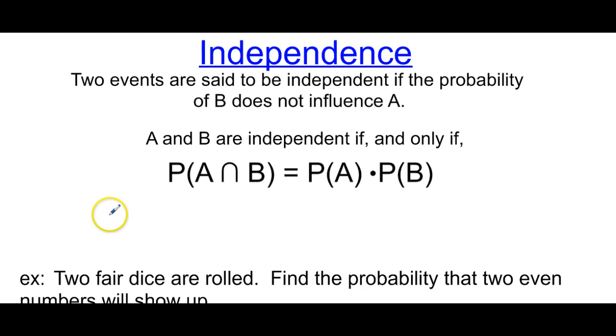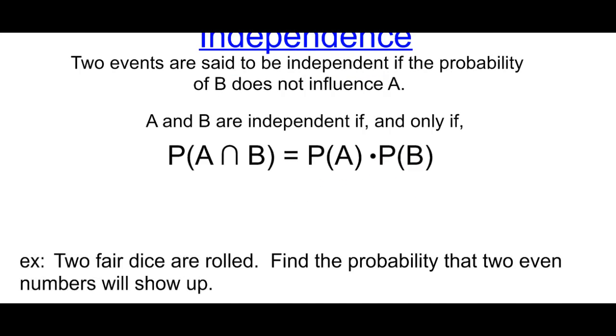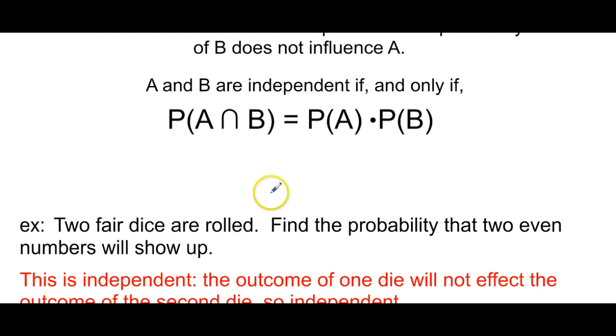So we're now going to be talking about independent probability. Two events are said to be independent if the probability of B does not influence A. Let me go over the formula first. A and B are independent if and only if the probability of the intersection of A and B is equal to the probability of A times the probability of B. That's very important because later on they'll tell you that two events are independent, and then you're going to use this formula to find whatever missing variable.